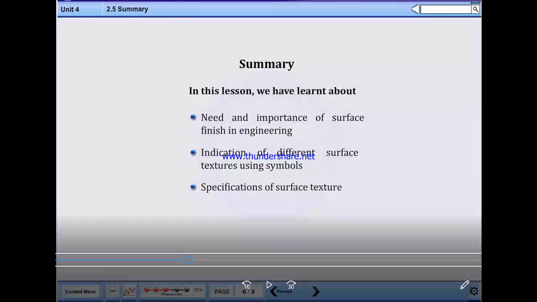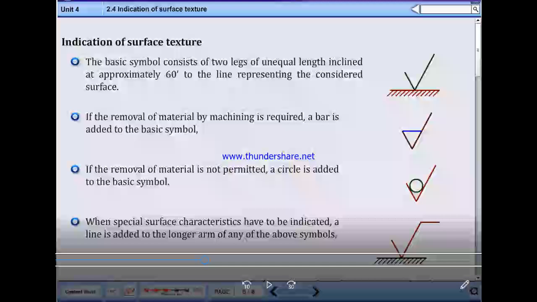Indication of surface textures. The basic symbol consists of two legs of unequal length, inclined at approximately 60 degrees to the line representing the considered surface, as shown. Please note that if removal of material by machining is required, a bar is added to the basic symbol like this. If the removal of material is not permitted, a circle is added to the basic symbol like this.